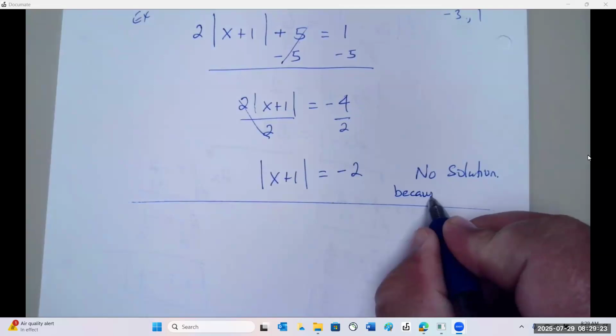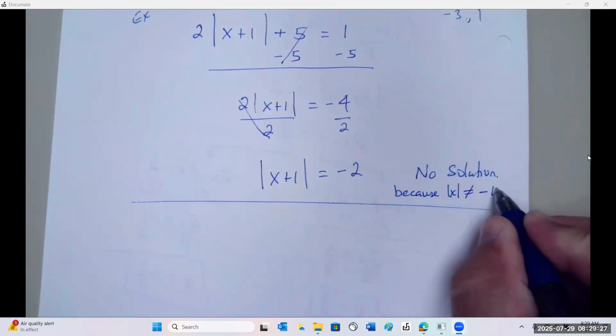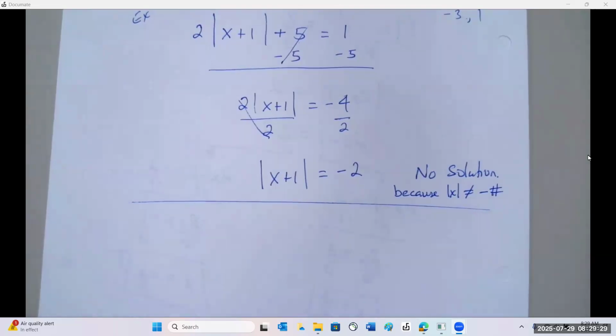Because absolute value of x can never equal a negative number. It just simply goes by the definition of absolute values. It can never equal a negative number.